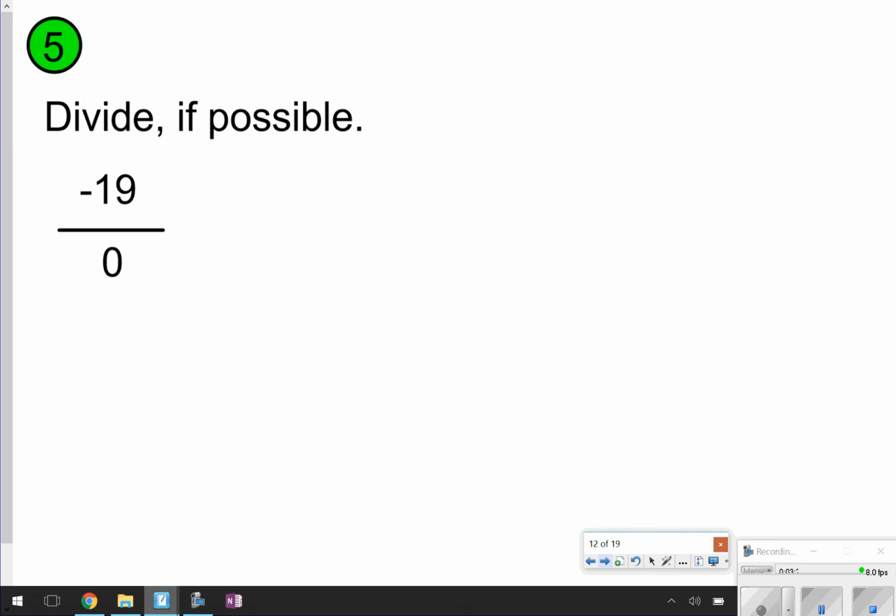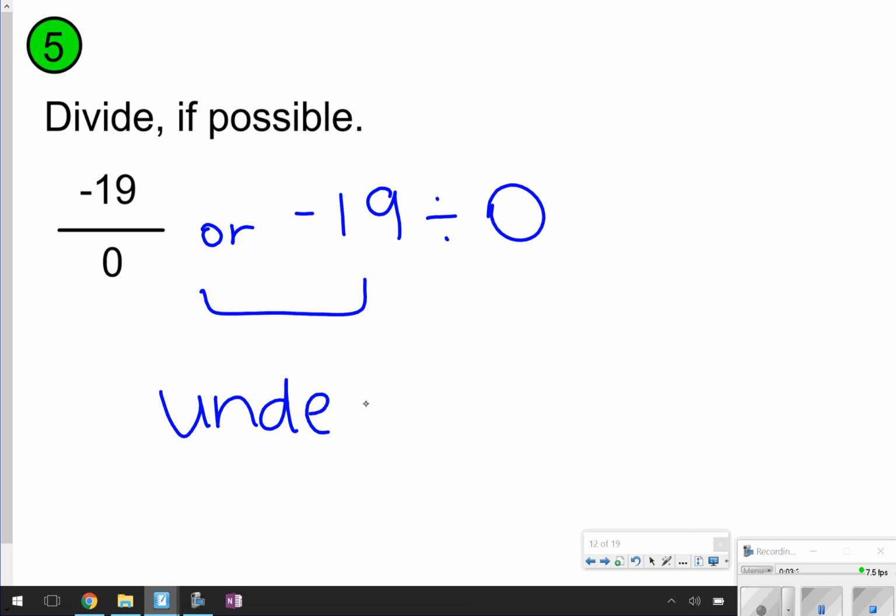For number 5, we're going to talk about a little bit, and then you're going to try number 6 on your own. For this one, you cannot divide something by 0. So when it looks like this, or you could rewrite it and it could look like this, this is going to be called undefined.